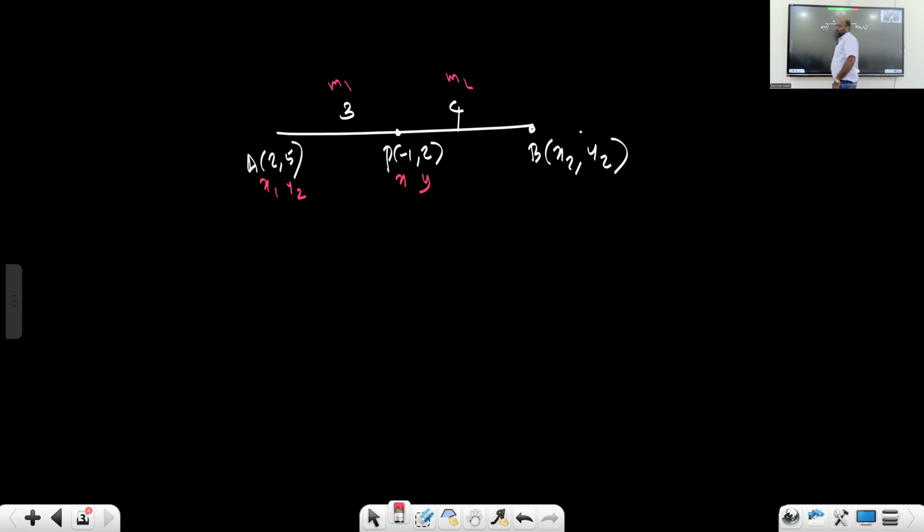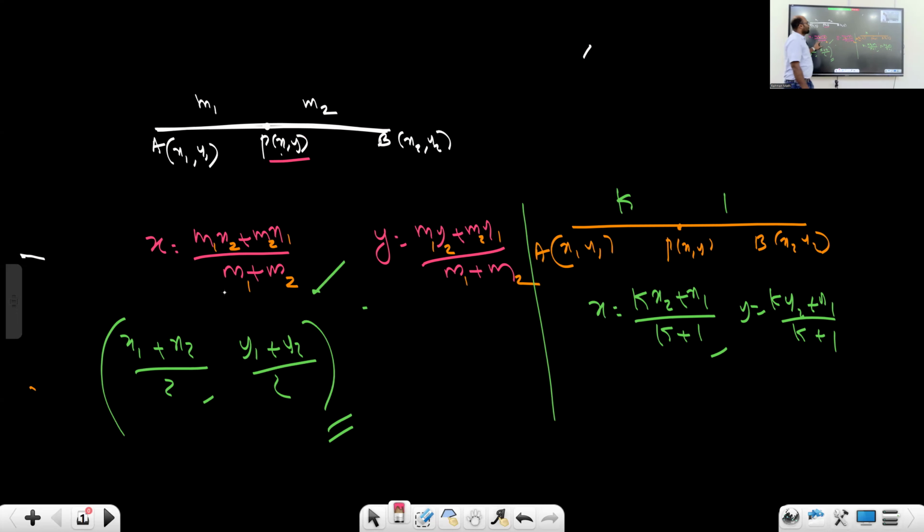Given that P(-1, 2) divides AB in the ratio 3:4. P(-1, 2) divides AB in the ratio 3:4. The ratio is already given, so you have to use this formula.